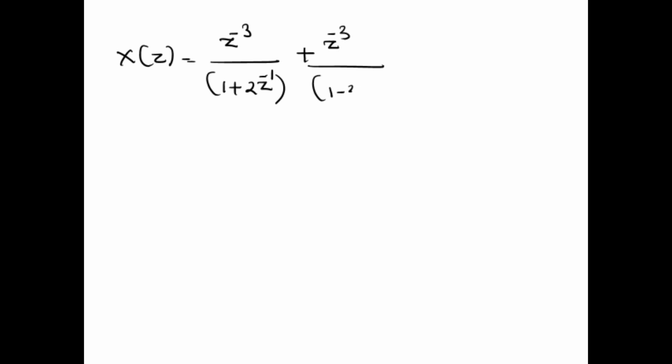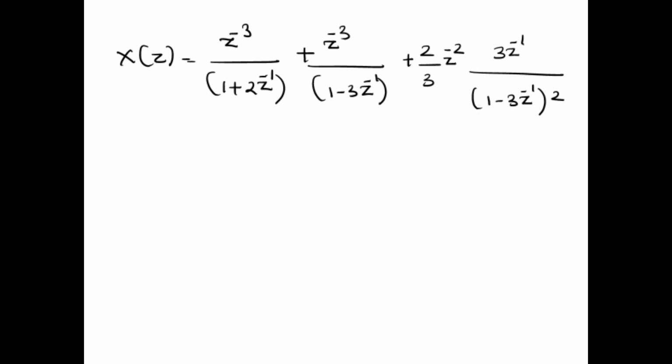Or rearranging the above equation, we get X of z is equal to z to the power minus 3 divided by 1 plus 2z inverse, plus z to the power minus 3 divided by 1 minus 3z inverse, plus 2 by 3 into z to the power minus 2 into 3z inverse divided by 1 minus 3z inverse whole square. So in all the three problems, the expression is same, only the ROC is different.